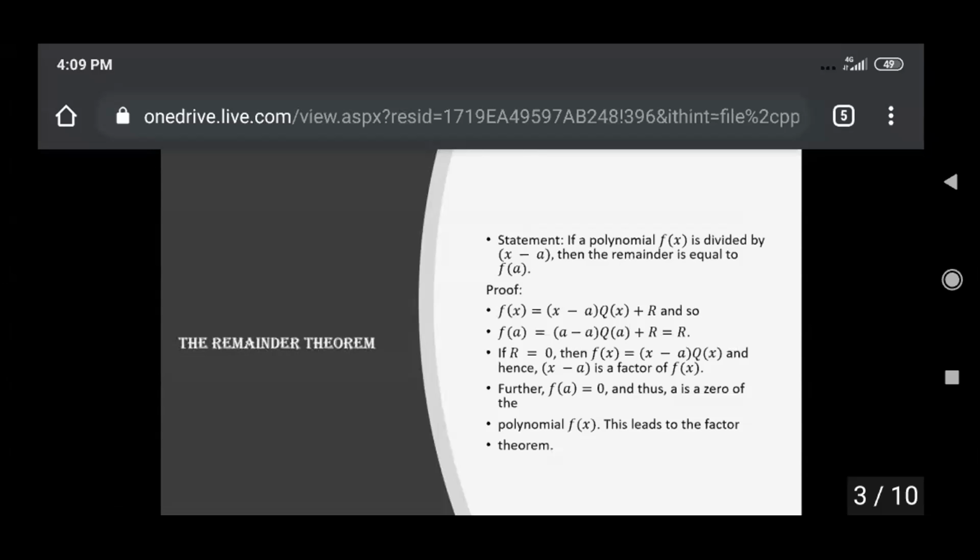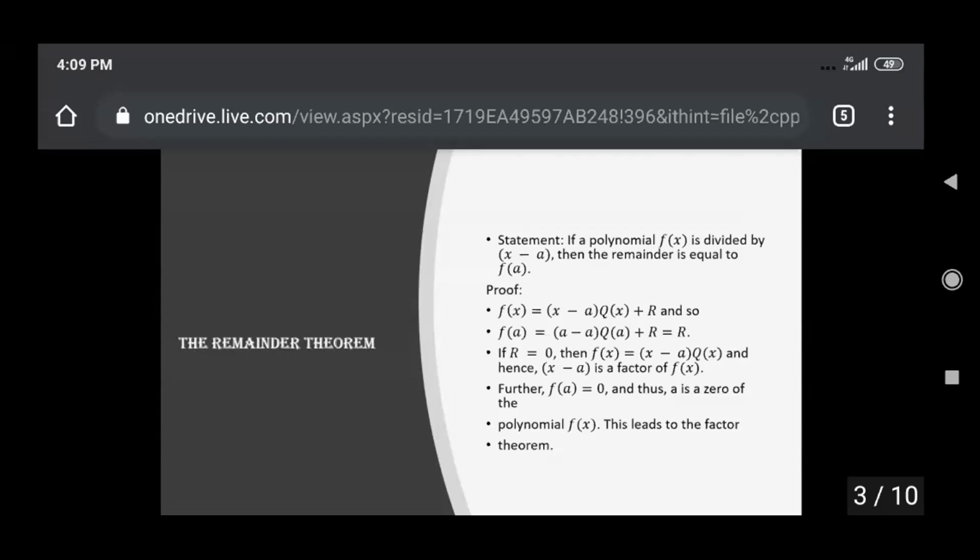Okay, I will write f of x is equal to x minus a into q of x. Since the remainder is equal to 0, I will not write it, and hence, since x minus a is multiplying q of x, I can say that x minus a is a factor of f of x. So then it leads to the factor theorem. After the remainder theorem, we will go on to the factor theorem.